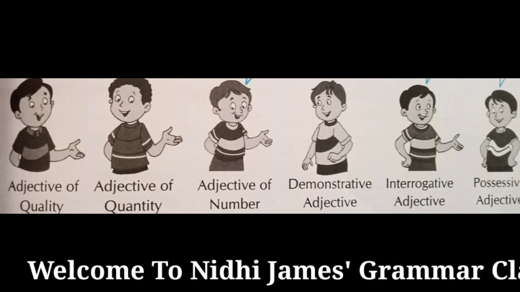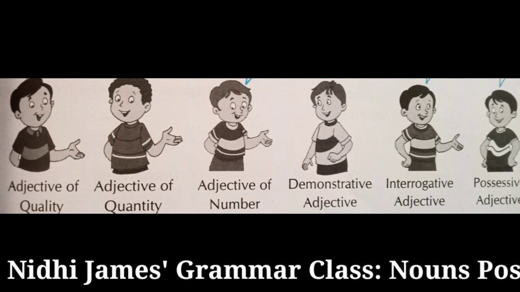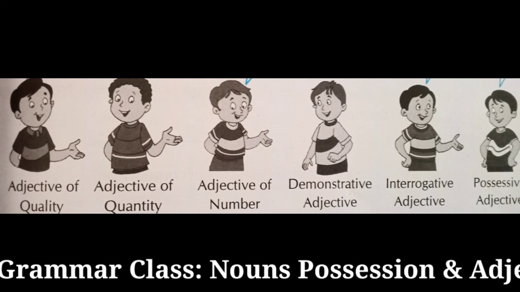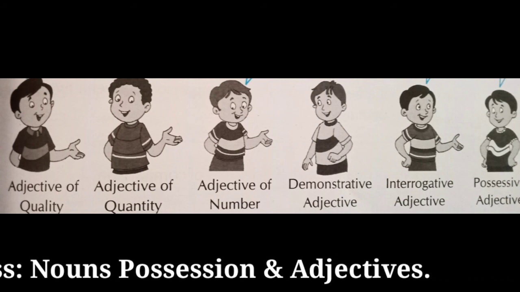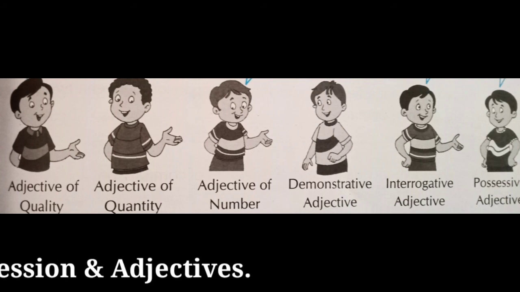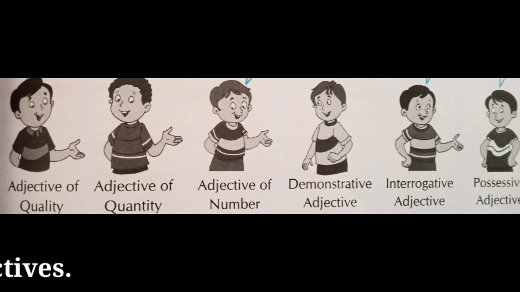As they ask questions, these adjectives are called interrogative adjectives. Possessive adjectives. A possessive adjective is an adjective that shows possession or belonging. Examples: his, her, our and your. It answers the question whose.